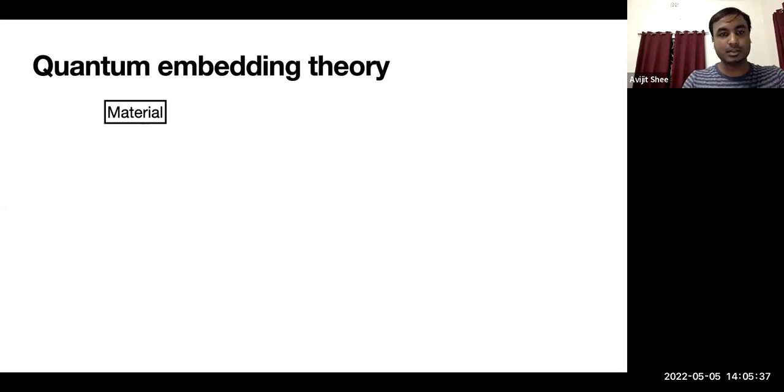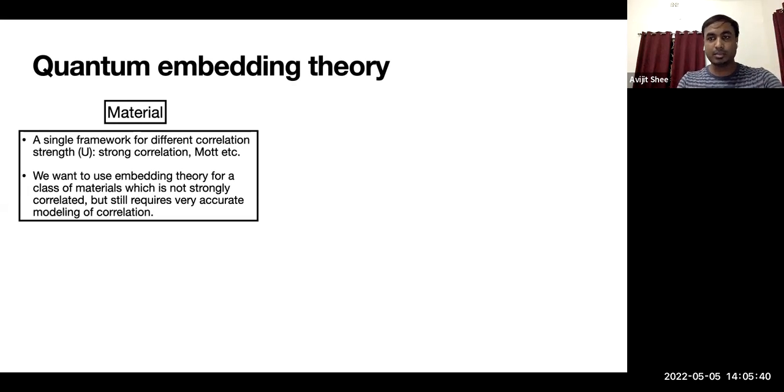the motivation for quantum embedding theory, which I do not have to emphasize in front of this audience, but I would like to point out a few things pertaining to this particular kind of solver development. For materials, quantum embedding theories are developed focusing on a single framework suitable for various strengths of correlation, let's say strong correlation in the Mott regime, etc.